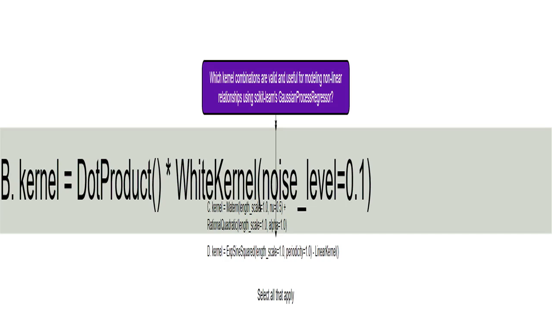Here, we're multiplying a dot product kernel, which models linear relationships, with a white kernel, which adds noise. While this is a valid combination, it's not ideal for nonlinear data because the primary modeling component is linear. Adding noise doesn't change that fundamental characteristic. It's valid, but not particularly helpful for our nonlinear goal.